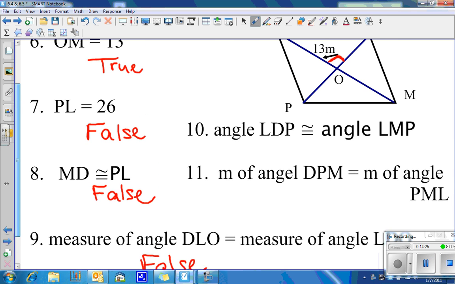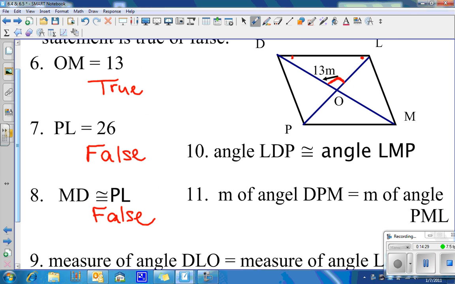All right, so number 10. Angle LDP, this whole angle right here, is congruent with angle LMP. Is that true? Well, in parallelograms, opposite angles have to be congruent. So that is true. The measure of angle DPM is congruent with the measure of angle PML. So I'm looking at that angle measurement and this angle measurement. Are they congruent? No, they're only congruent if it's a square or a rectangle. So that's false.